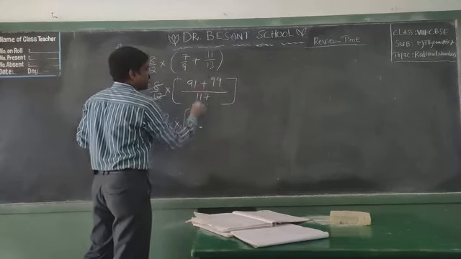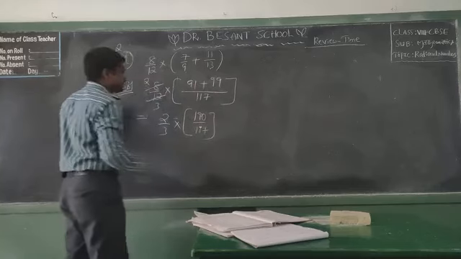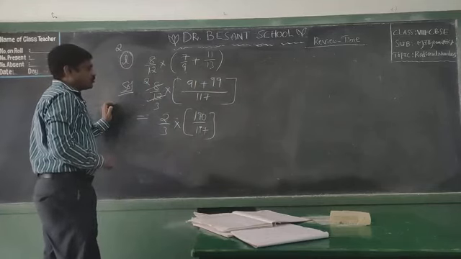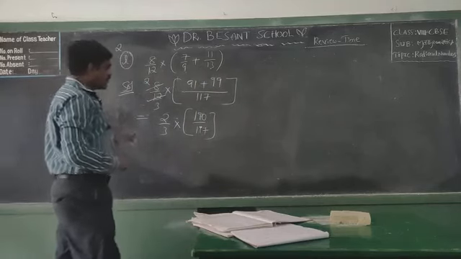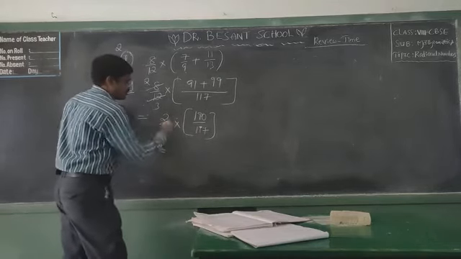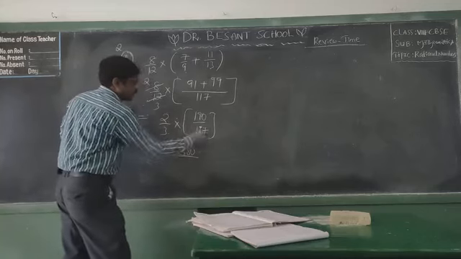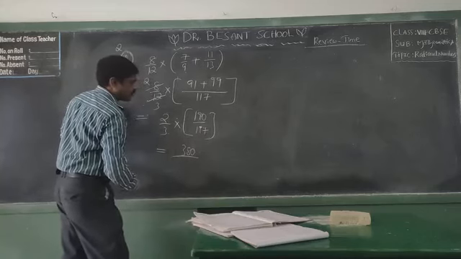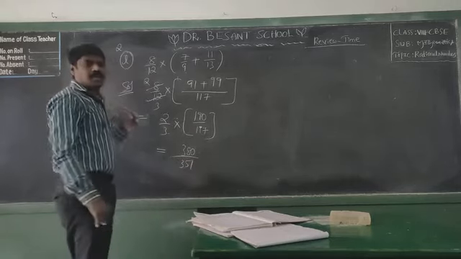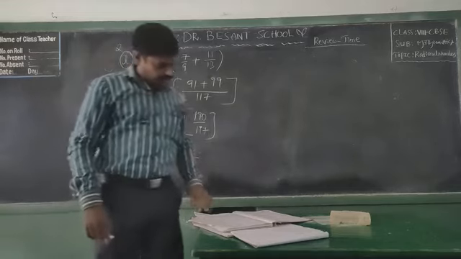Okay, so that is equal to, simplifying this one, 4 twos are 8, 4 threes are 12, so 2 by 3 into 99 plus 91, that is 190 by 117. We can't simplify more than this, that's why multiply. 2 times 190 is 380, 3 times 117 is 351. So 380 by 351.